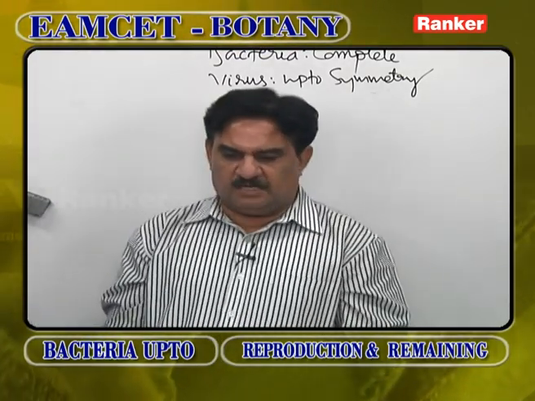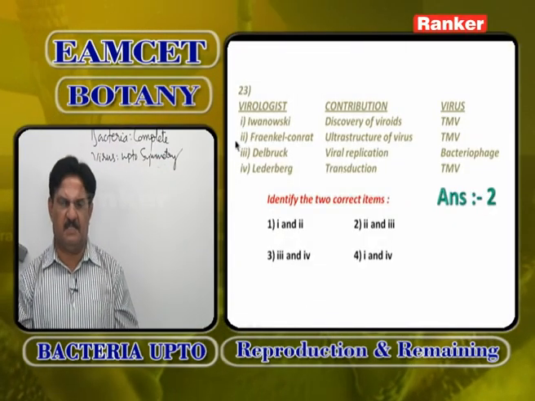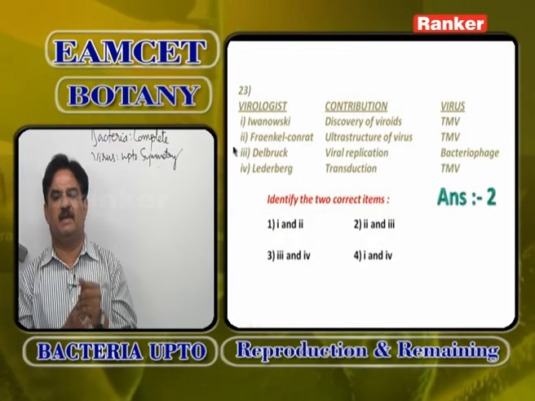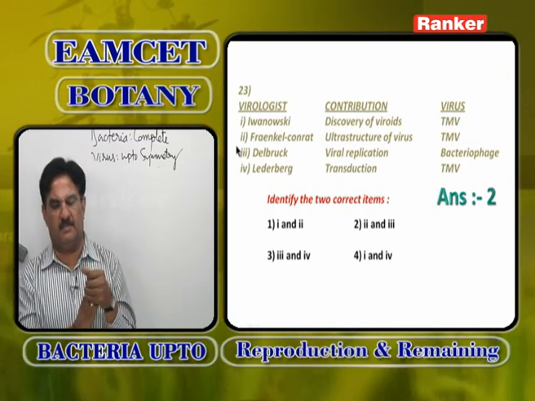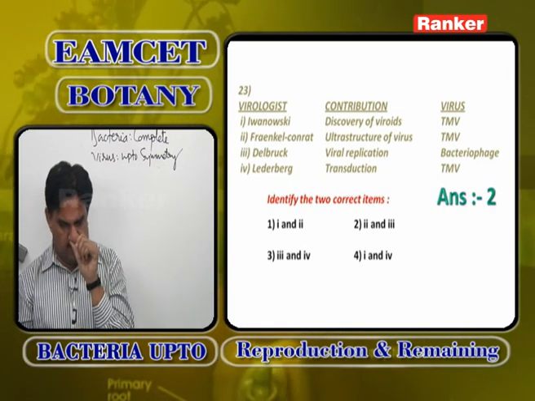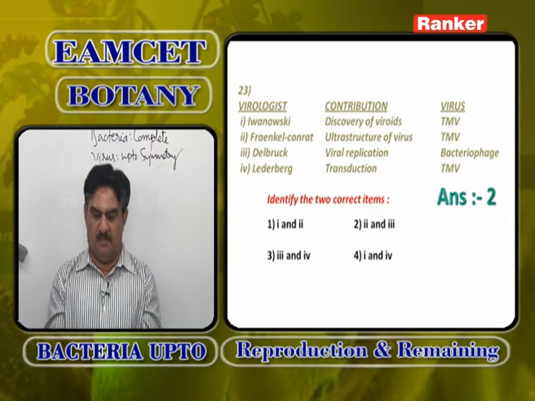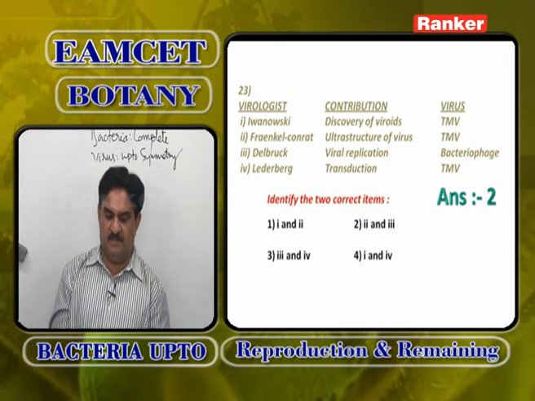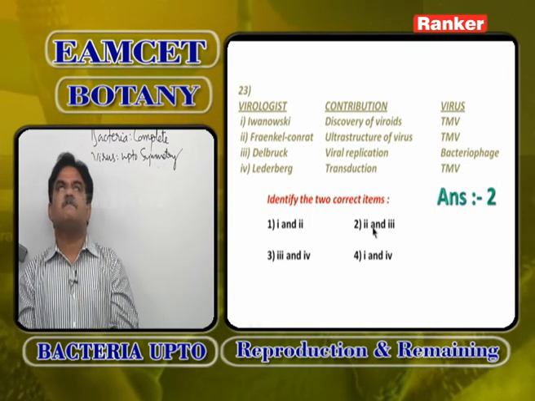So, Ivanovsky discovery of viroids itself is wrong. TMV is correct, he proved that tobacco mosaic virus is filterable. Franklin Conrad ultrastructure of viruses, tobacco mosaic virus is correct. Delbruck viral replication, bacteriophages is correct, but Lederberg transduction is correct, but not tobacco mosaic virus. So, 2 and 3 are correct, second option.